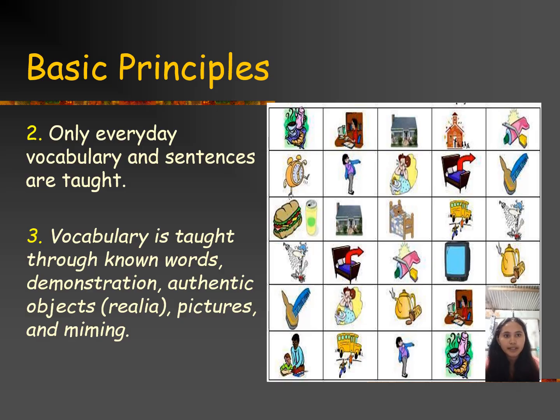The second is that only everyday vocabulary and sentences are taught. So basic vocabulary is given first. Third, vocabulary is taught through known words, demonstration, authentic or real objects, pictures, and miming.